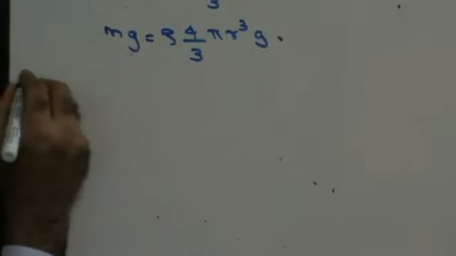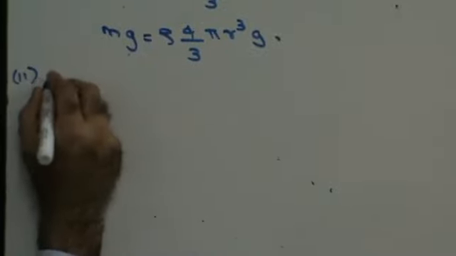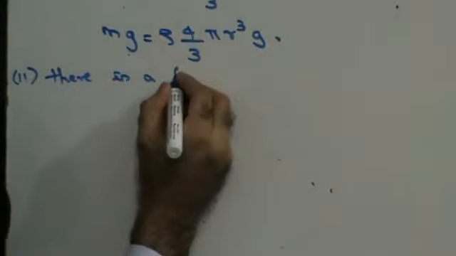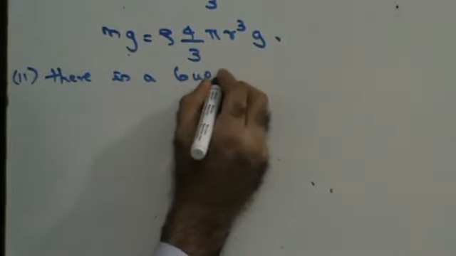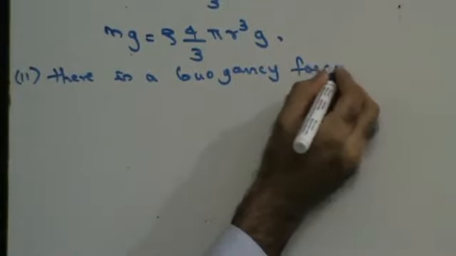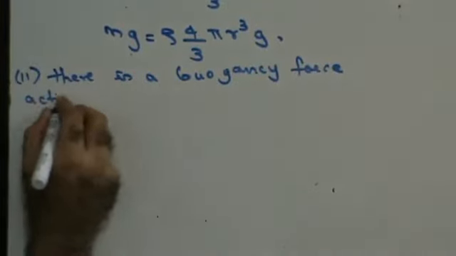Now let's see which are the other forces acting. There is also going to be a buoyant force that is going to act in upward direction. To every force there has to be an opposite force. There is going to be a buoyancy force acting in upward direction.